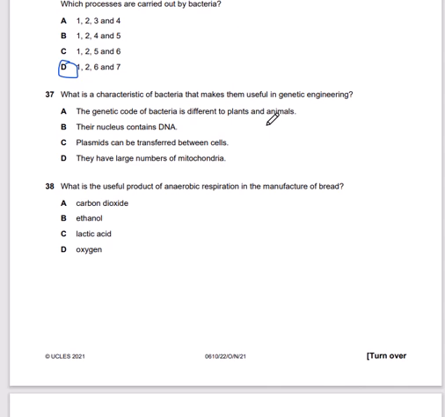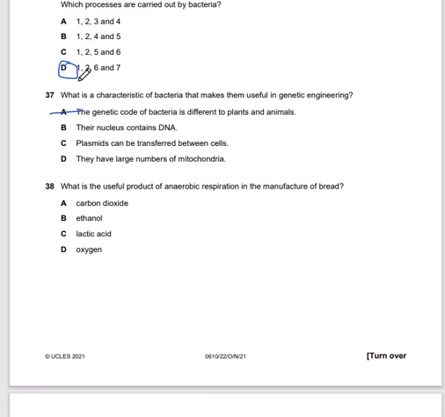What is the characteristic of bacteria that makes them useful in genetic engineering? The genetic code is different to plants and animals. That's not the case, because there are some genes that are actually taken from humans and placed into the bacteria after cutting them. So their DNA or genetic codes are actually very similar. Their nucleus contains DNA. Nope. Plasmids can be transferred between cells. That's actually very useful because a plasmid is like an extra DNA, which you can cut, remove, or place other genes into by restriction enzymes and DNA ligase.